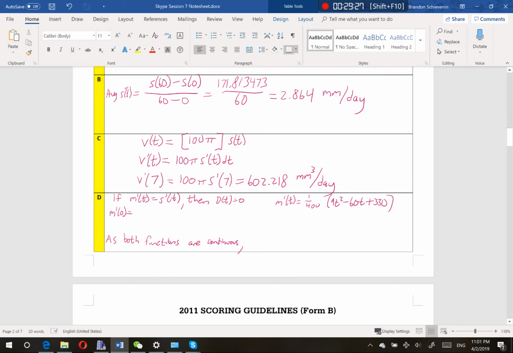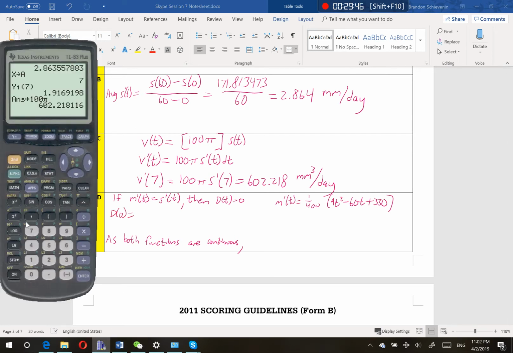33 over 40. Okay, 33 over 40. Actually, I probably don't need to do this by hand. This is with a calculator. Okay, I'm going to backtrack. I'm going to skip and we'll do d at 0 in the calculator.